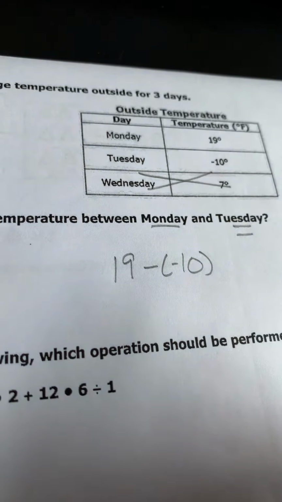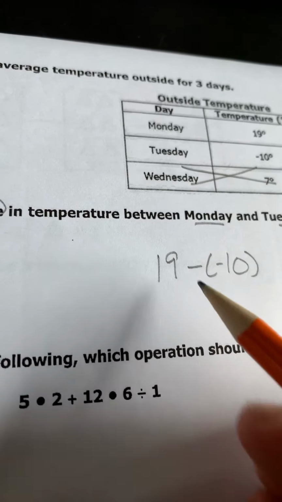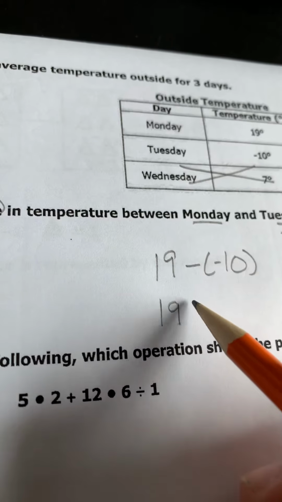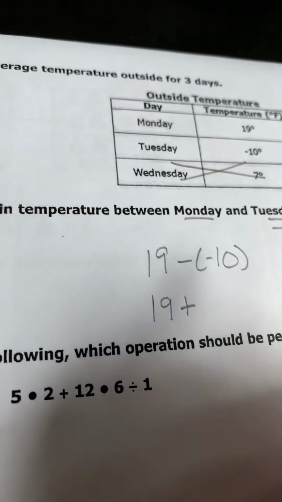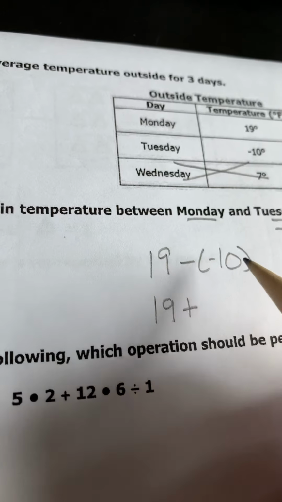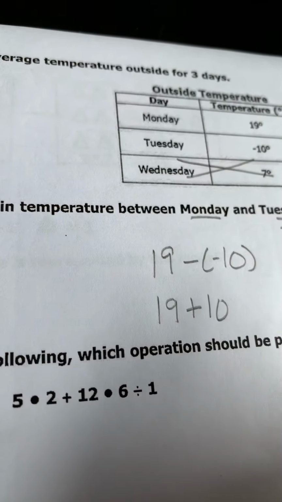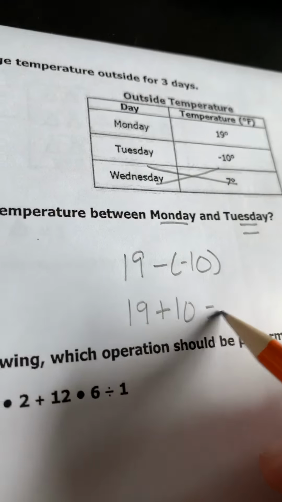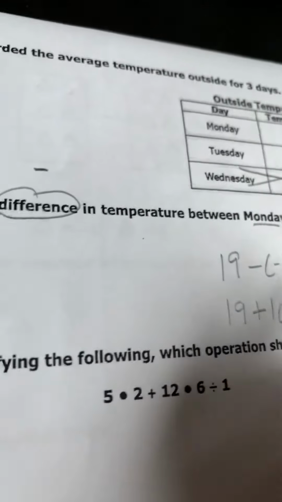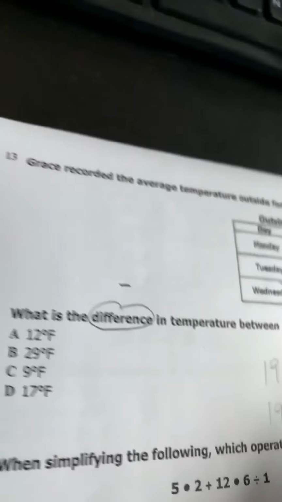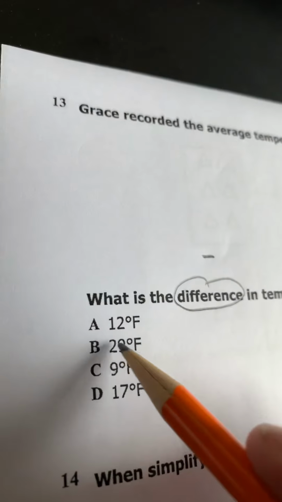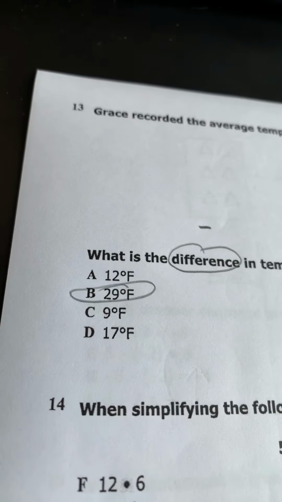Again, I'm going to keep, change, change. I'm going to keep the 19, change the subtraction to addition, make negative 10 its opposite, which is positive 10. Now I can add these together. 19 plus 10 is 29 degrees. So 29 degrees.